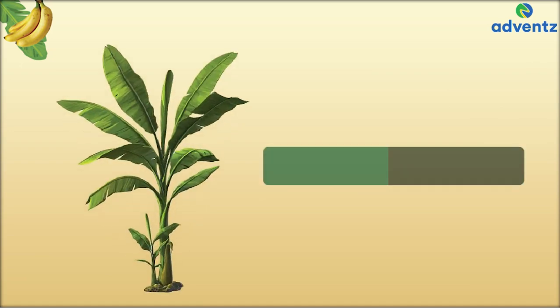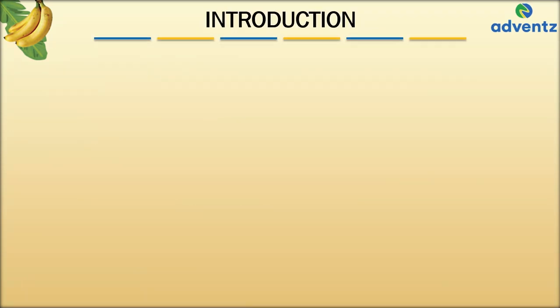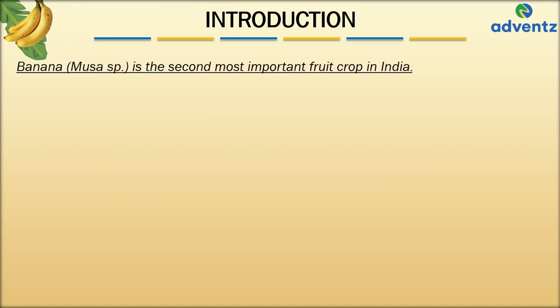In this module, we are going to talk about banana cultivation. Let's start with the importance of banana and different production scenarios in major banana growing states of India. Banana, which is Musa species, is the second most important fruit crop in India next to mango.